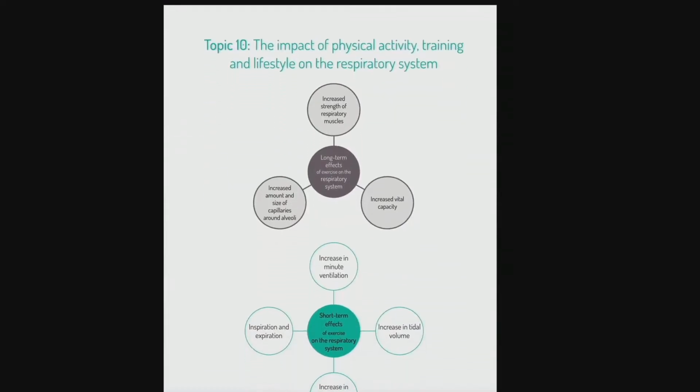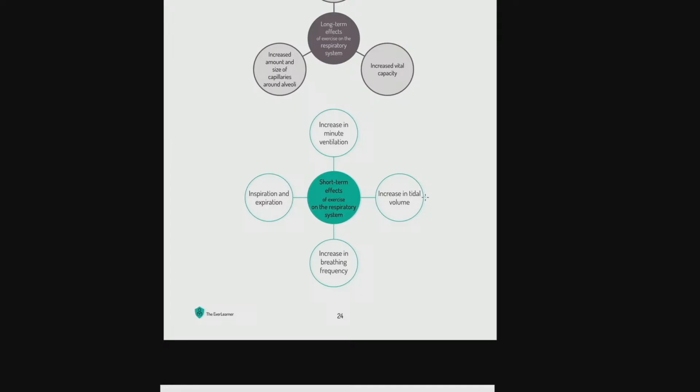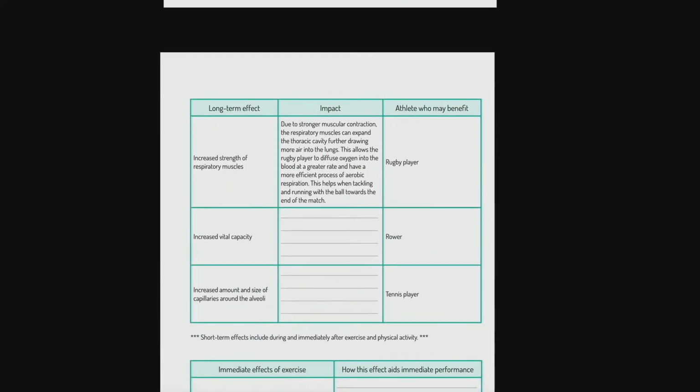Now, finally, the impact of activity on the respiratory system. We've got increased strength of respiratory muscles long-term, increased vital capacity long-term, increased amount and size of capillaries around the alveoli, really a CV factor, but long-term. And our short-term effects are just there. Tidal volume goes up, breathing frequency, inspiration, expiration goes up, and minute ventilation goes up. Now, what we're going to do is simply go back to our process.